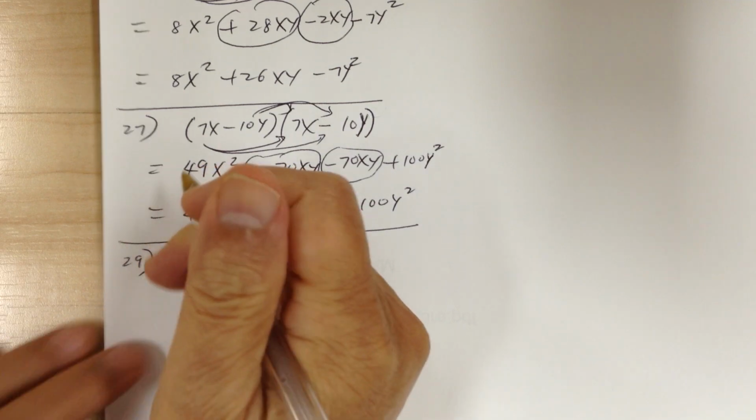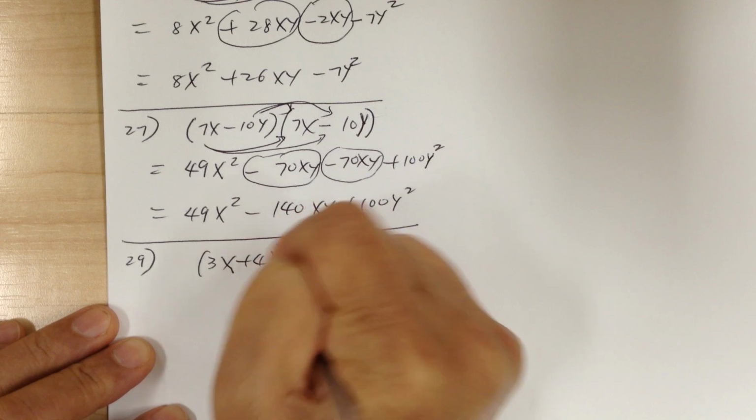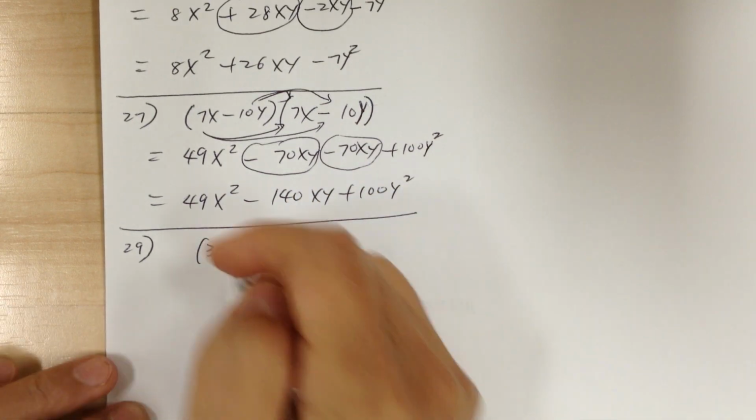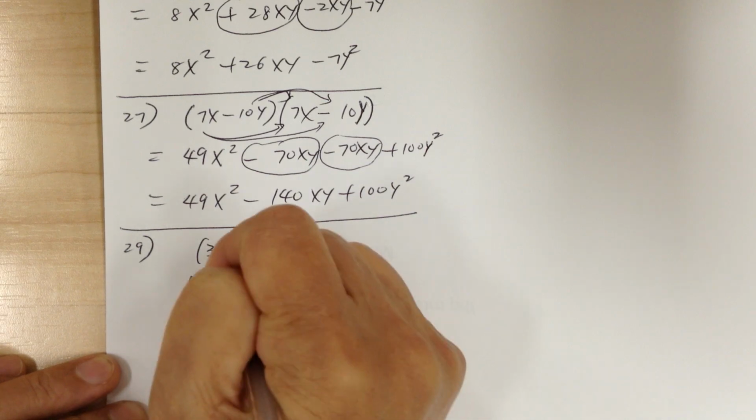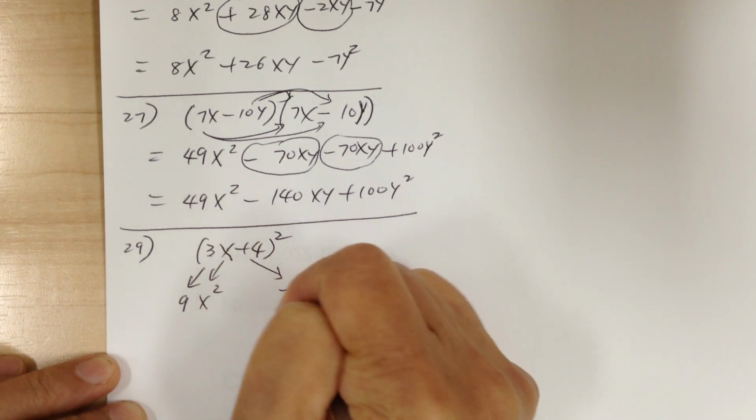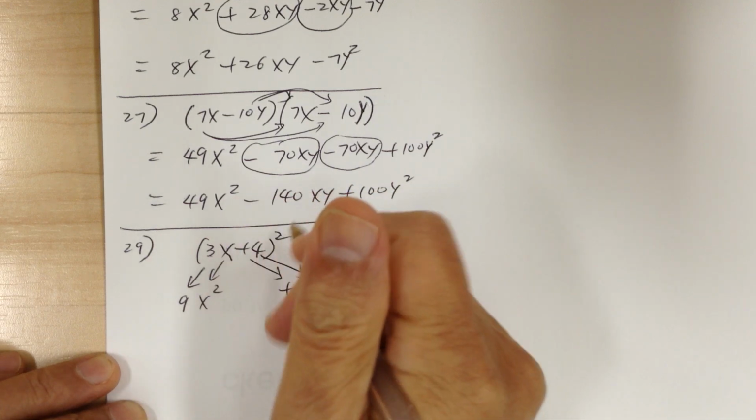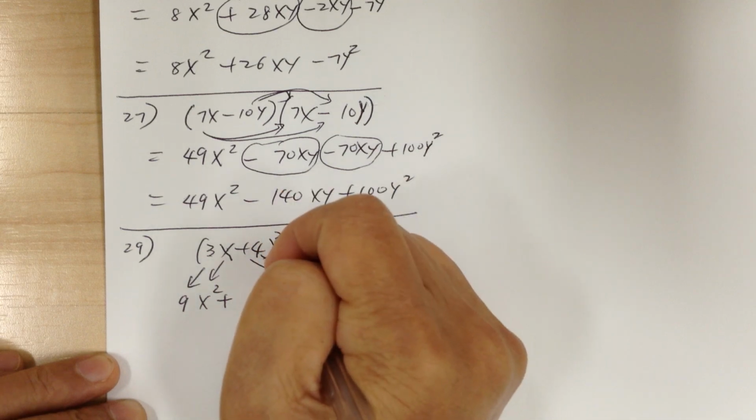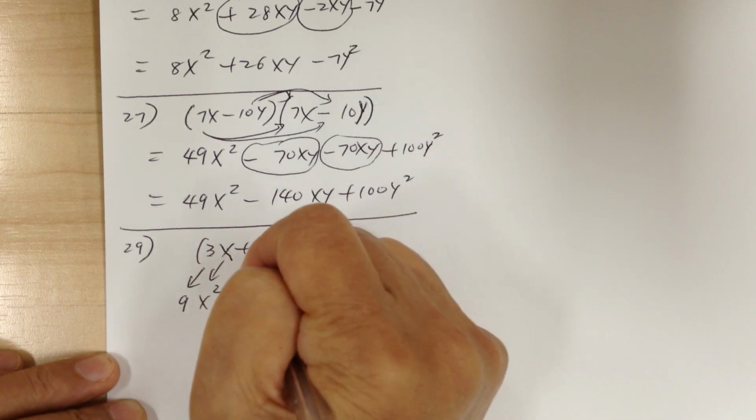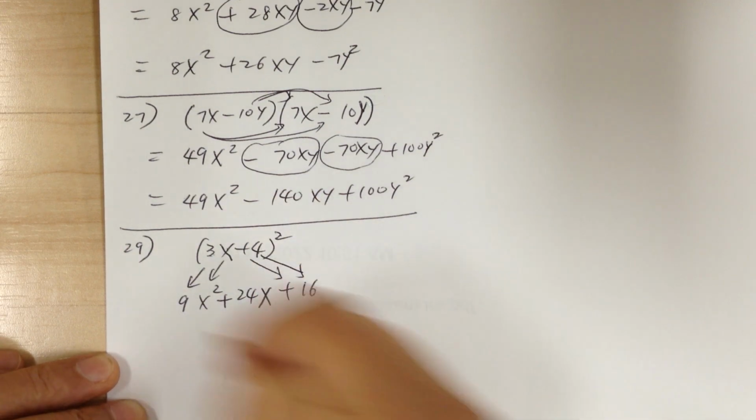Okay, number 29. You have 3x plus 4 squared. So this is a perfect square. So just square this, you get 9. So 3 squared gives you 9. Then you square this, you get x squared. Square the plus, you get plus. 4 squared gives you 16. The middle term, multiply all this together, so the sign is plus. The number is 2 times 4. 2 times 4 is 8, times 3 is 24. Alphabet is x. Okay, and that's it.